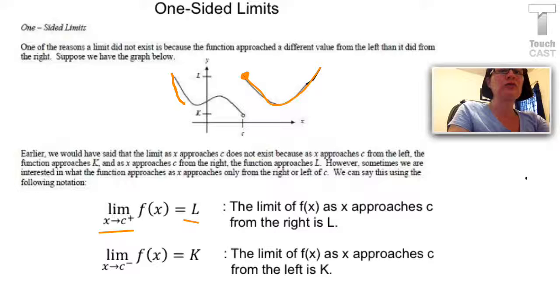What if I approach from the left? It looks like my y value is approaching k. So I say the limit as x approaches c from the left of f of x equals k. It's my notation for one-sided limits. Your job now is to look up theorem 3 in your book, find out the important parts, and write theorem 3 into your notes.